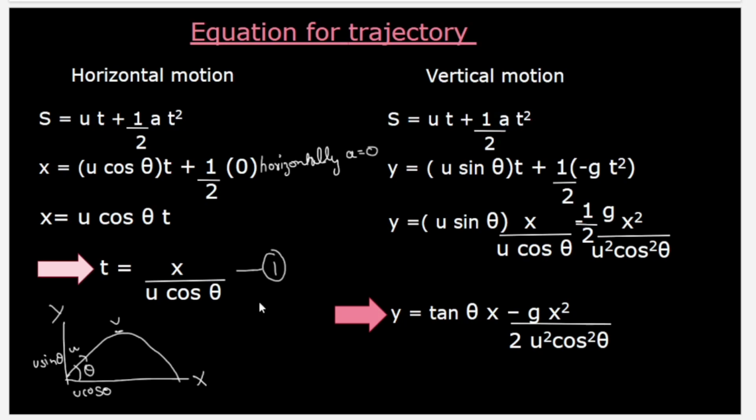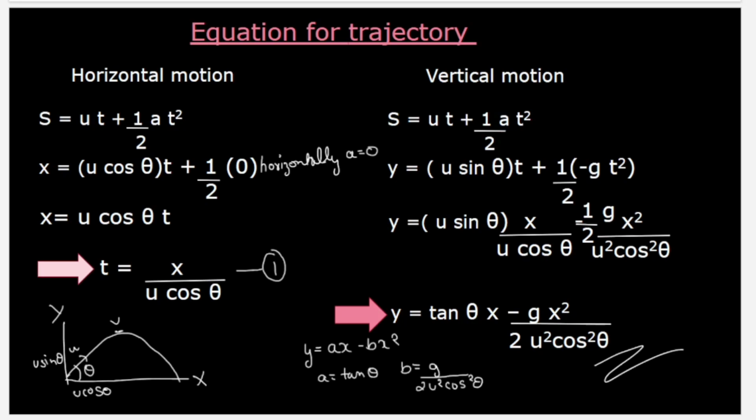Now in place of t, use equation 1. We get y is equal to u sin theta into x by u cos theta minus half g into x square by u square cos square theta. We get y is equal to x tan theta. How? Because sin by cos is tan, minus g x square by 2u square cos square theta. This is how we derive the equation of trajectory.